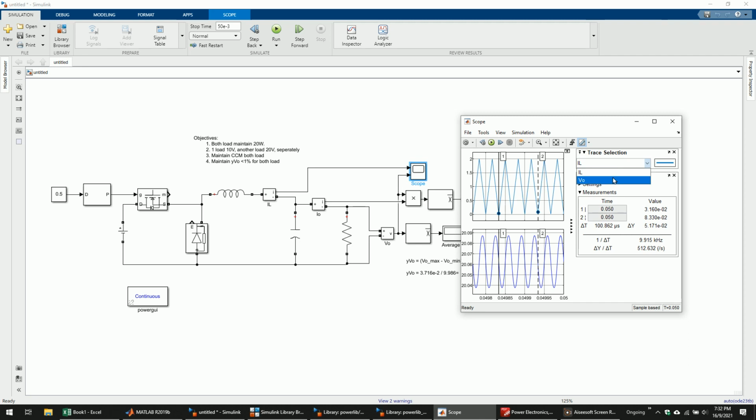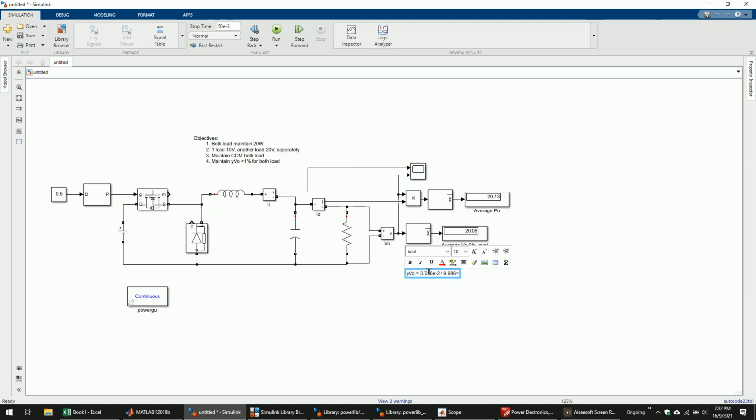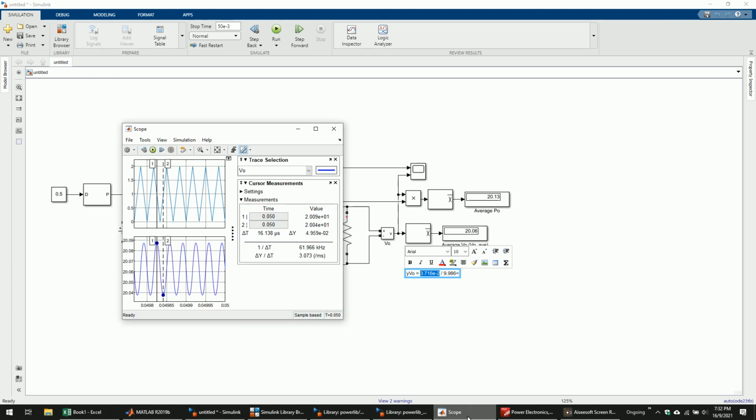Now you of course go to the V out, look at the maximum output voltage, then the minimum output voltage. You can see here the difference between minimum and maximum is 4.959 E negative 2. Don't forget the E. That is very small. So make sure you insert into here the value, 4.959.